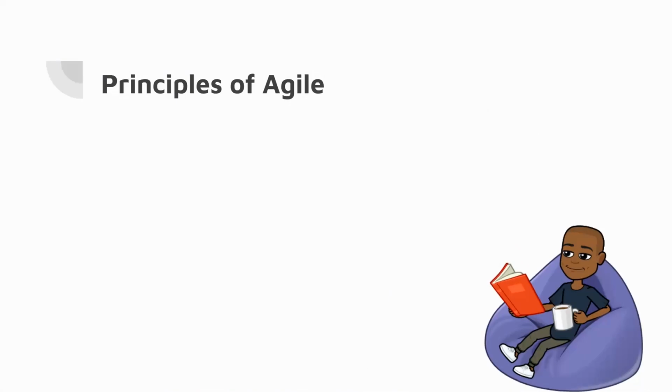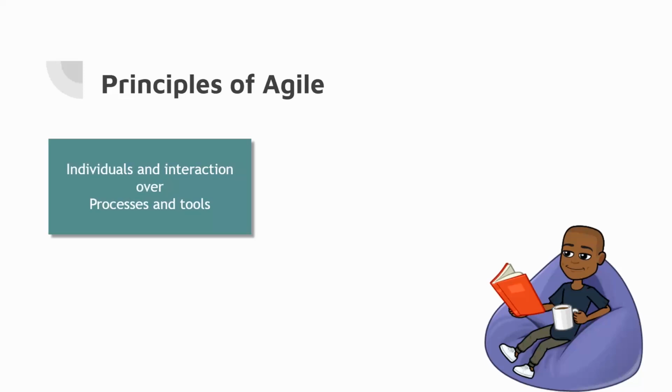Before we dig too deep into writing the user stories, the first thing I want to talk about are the principles of Agile, which should be kept in mind while you're writing your user stories. There's four primary principles. The first is individuals and interactions over processes and tools.